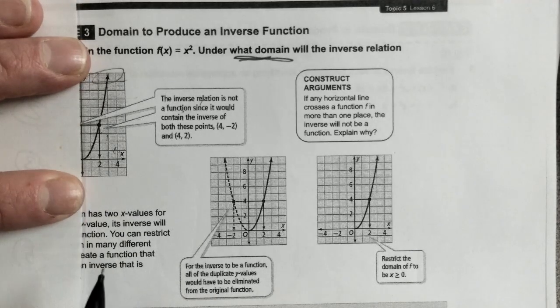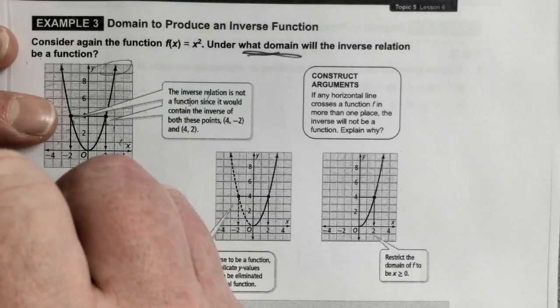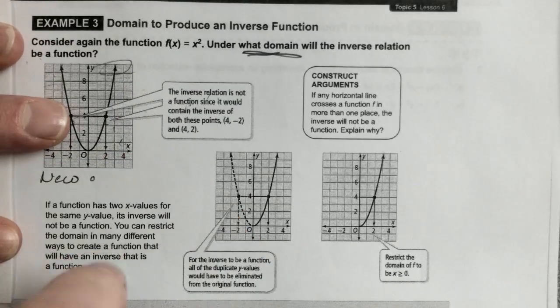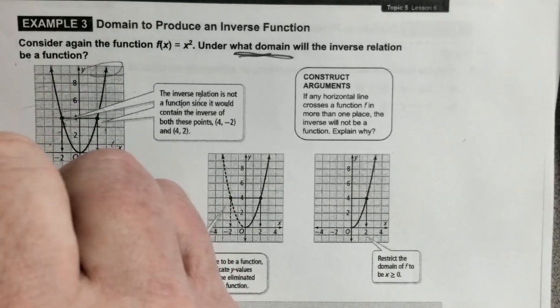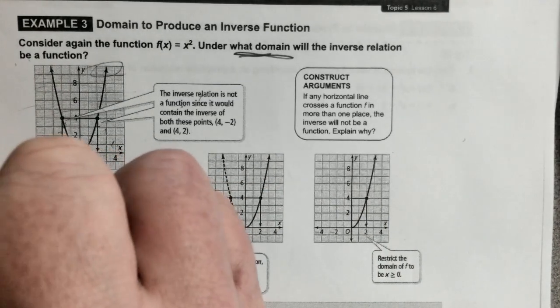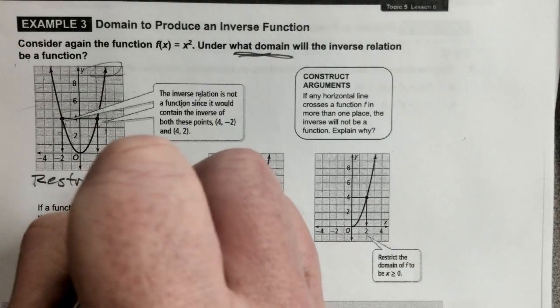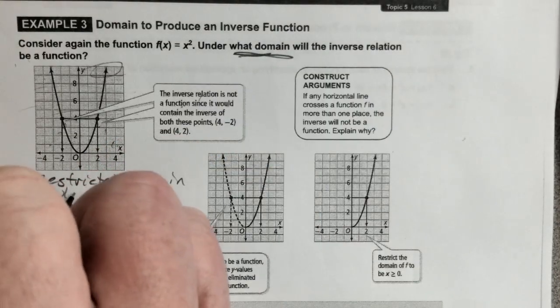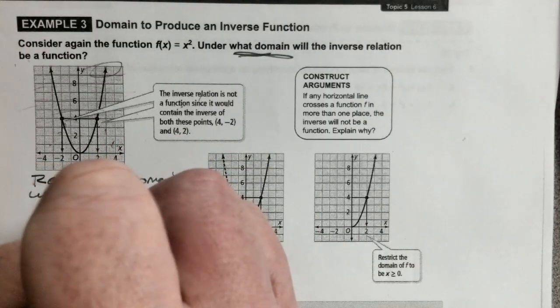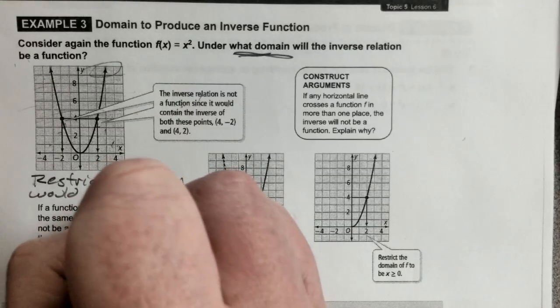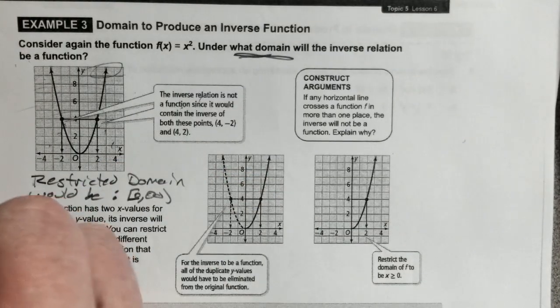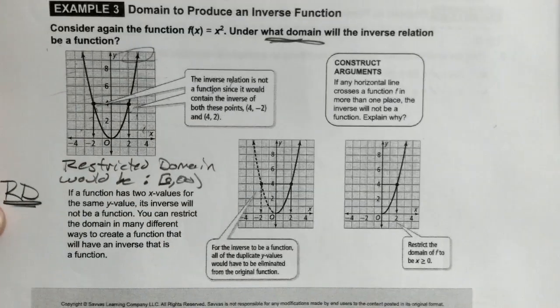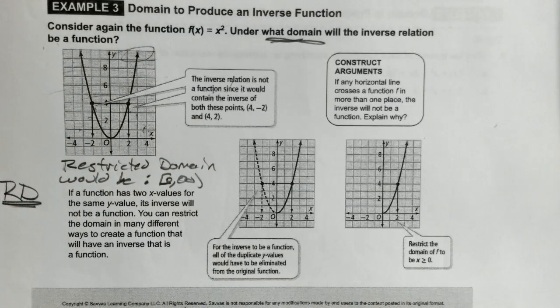Positive infinity. Yeah. So I'm going to say the restricted domain, which we call the RD, would be 0 to infinity. That's the new domain. Yeah, thank you, Aiden. I appreciate you coming up with symbols for us to make things easier.